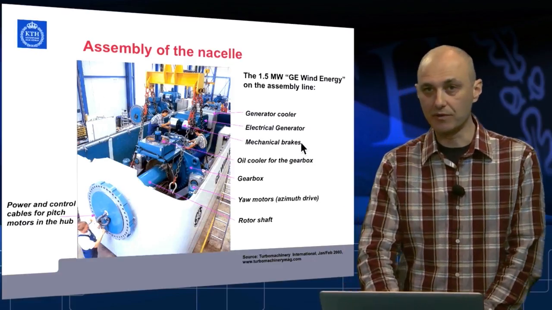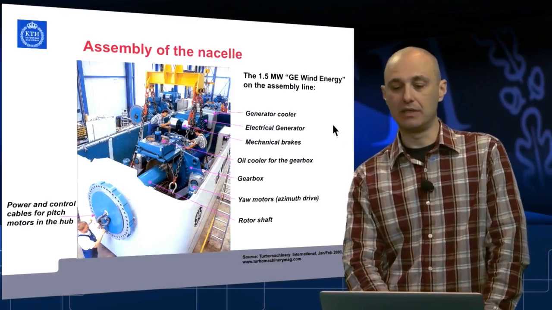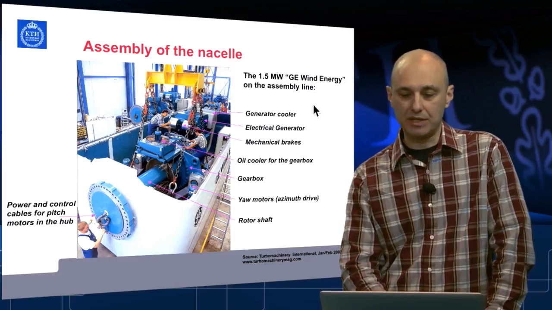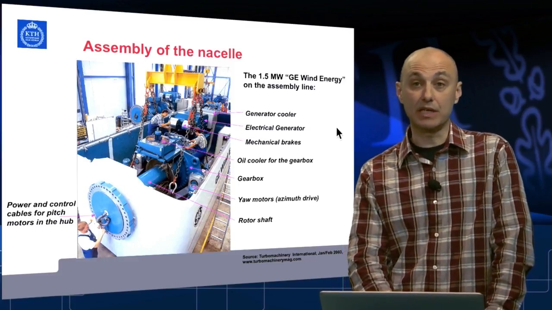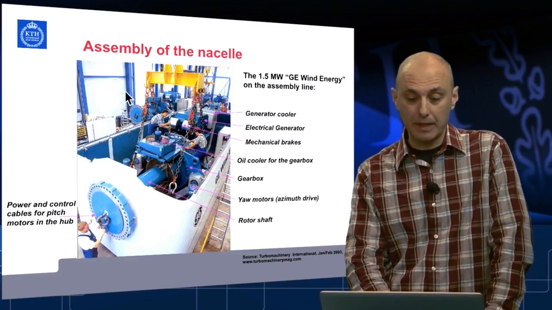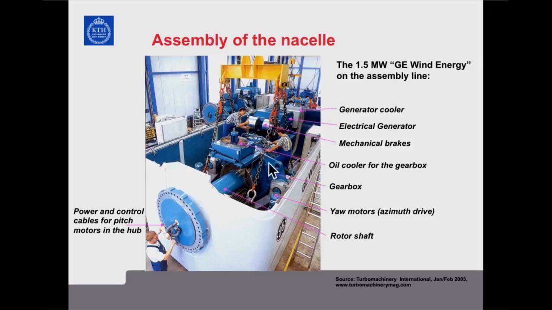Another nice photo from the assembly line of GE Wind Energy 1.5 megawatt machines, actually in Germany. Again, very easy to see what's going on and how things are fitted in. So this is the canopy, the entire nacelle.